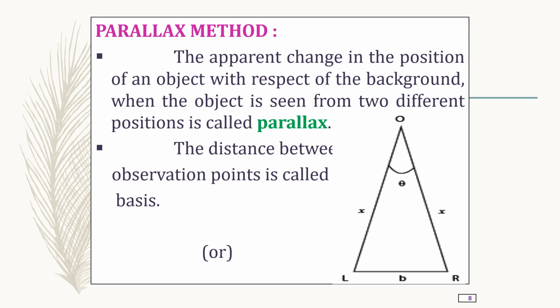Angle LOR is called parallax angle or parallactic angle. Taking LR as an arc of length B and radius LO equal to RO equal to X, we will get theta is equal to B by X, where B is the basis, X is the unknown distance. Knowing B and measuring theta, we are able to calculate the X value.